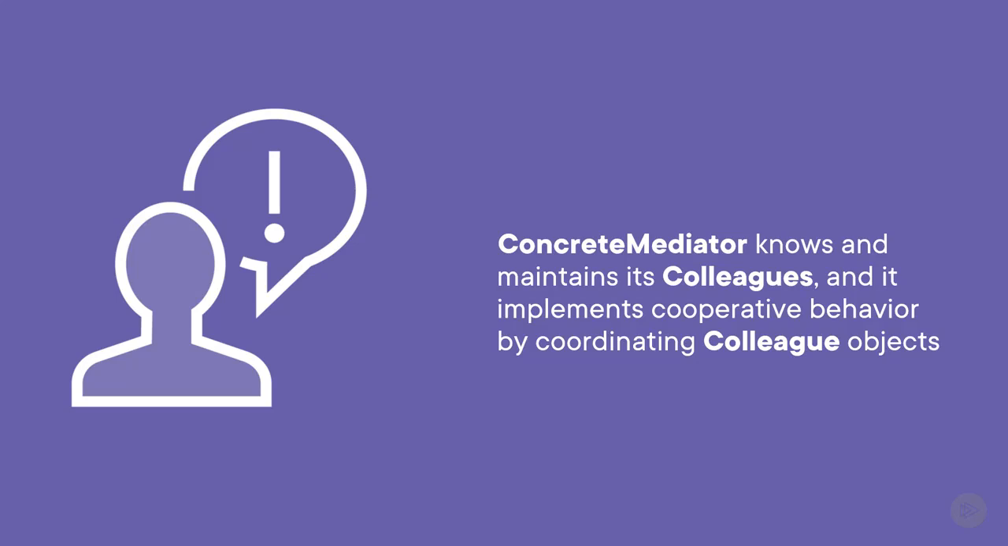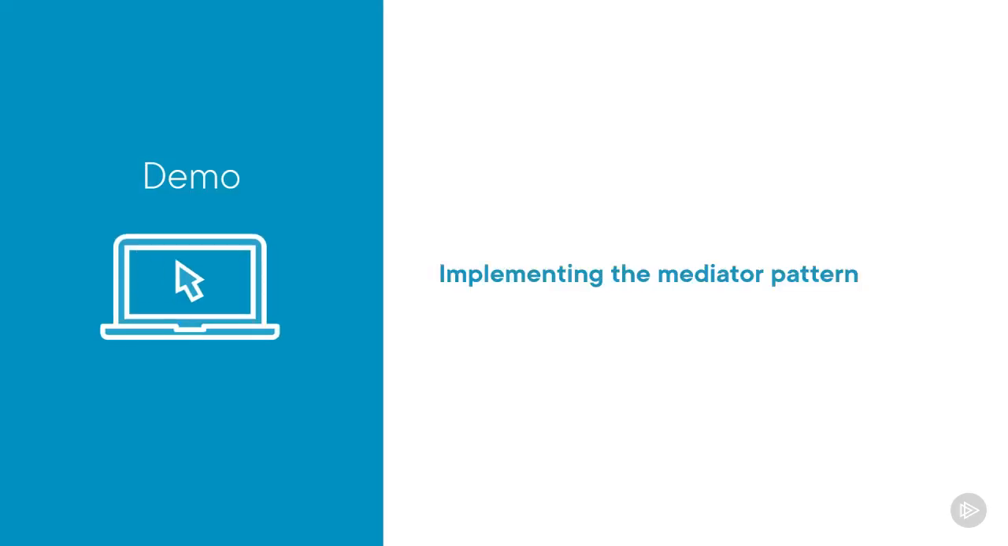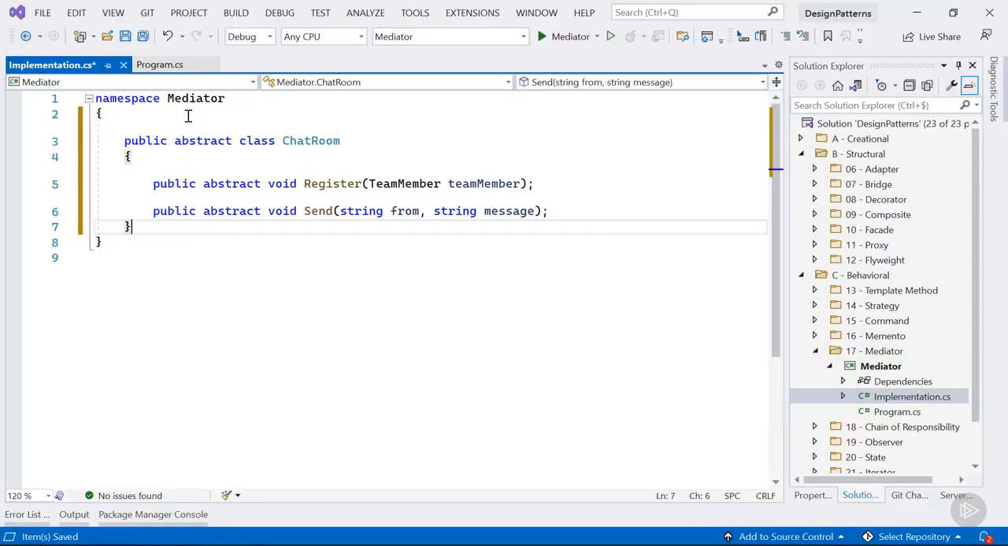And with that, it's demo time. We'll start with implementing our bank team chat example. After that, we will extend it by supporting communication between specific objects only. We'll start this demo with the mediator object itself, the chat room, an abstract base class of which will require a concrete implementation later on.